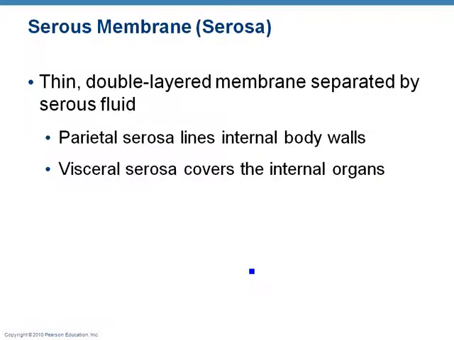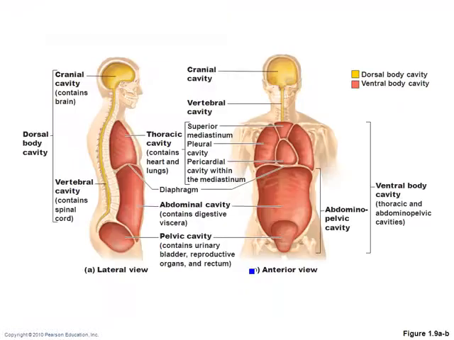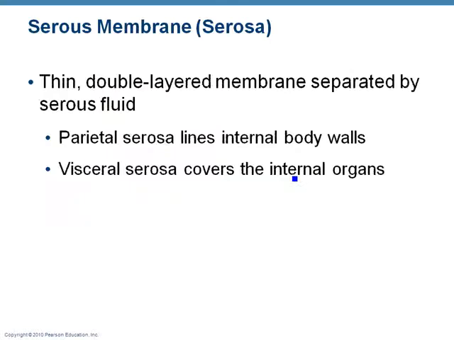All right, now, these cavities have to have some kind of a lining, okay? There has to be some kind of boundary. And so those are your serous membranes. Not serious membranes like I'm really a serious person, but serous or serosa membranes. So these serous membranes are basically double-layered membranes. So they have two layers, and they are separate. They have a fluid, this little serous fluid. And basically what that allows for is for these organs to move.